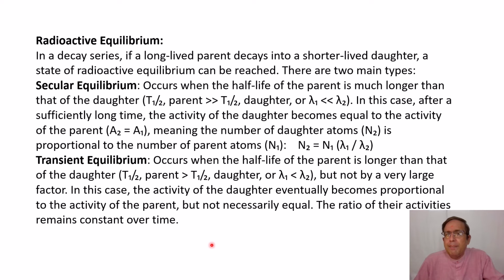Sometimes it does happen that the parent has a very large lifetime compared to the daughter, and in that case a kind of equilibrium is reached at a much later stage, at a very large time, when the concentration of the parent becomes almost proportional to the daughter in the case of secular equilibrium. And in the case of transient equilibrium the activity becomes proportional. So in the case of secular equilibrium the number becomes proportional, and in the case of transient equilibrium it is the activity that becomes proportional.